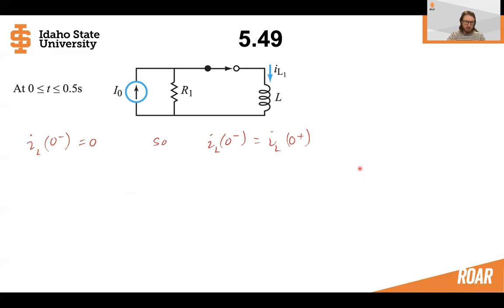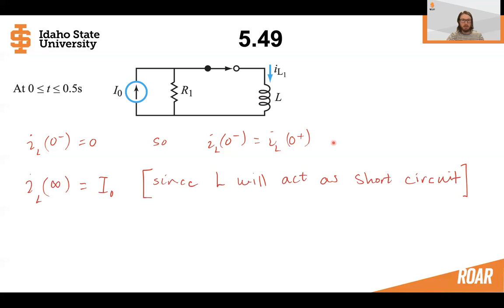We can see that before this first switch is flipped, the inductor here was not connected to the rest of the circuit, so clearly there was no current in it. This switch previous to time 0 was open for a long time, and there's no current in there because it's not connected to the circuit. Because the current can't change instantaneously, the current at time 0 minus and 0 plus is going to be the same. Once the switch is flipped, after a long time, the current is going to be equal to the source current.